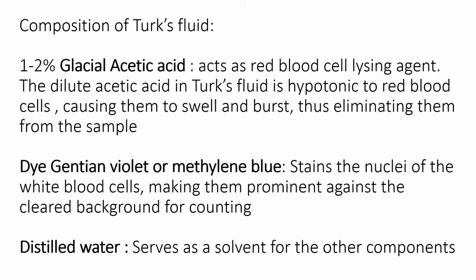Thank you for the question, ma'am. The composition of Turk's fluid is 1 to 2% glacial acetic acid, which acts as red blood cell lysing agent. The dilute acetic acid in Turk's fluid is hypotonic to red blood cells, causing them to swell and burst, thus eliminating them from the sample. The dye gentian violet or methylene blue stains the nuclei of the white blood cells, making them prominent against the cleared background for counting, and distilled water serves as a solvent for the other components.